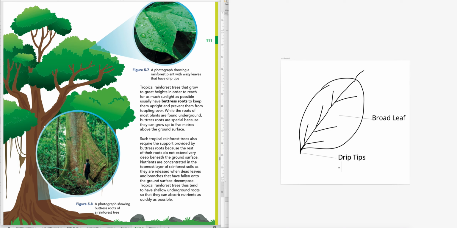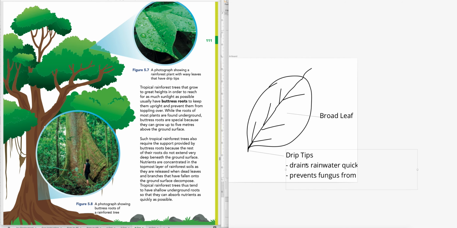Well, a lot of you say that it drains water. Okay, and some of you say it prevents fungus from growing. Okay, so you talk about how it adapts, but you have not linked it back to the environment. So what is it about the environment here that caused it to need this drip tip to prevent fungus? Well, because of the high rainfall, temperature as well, which are things that help fungus to grow.